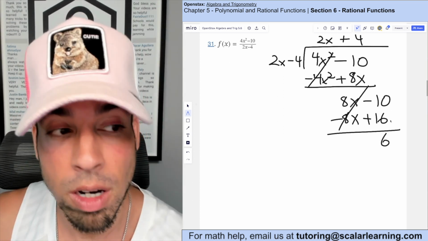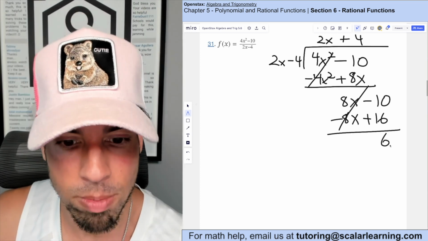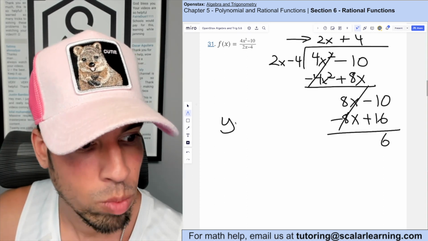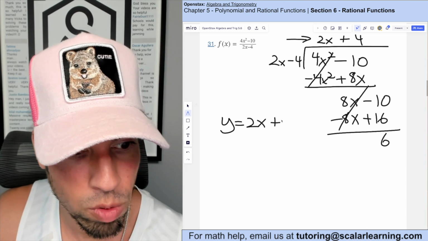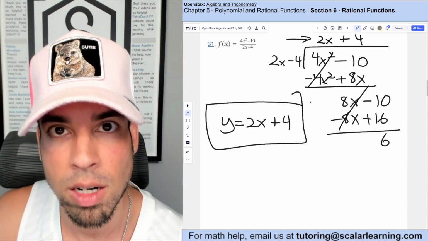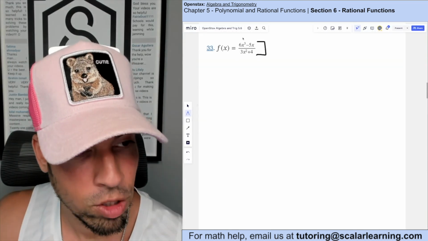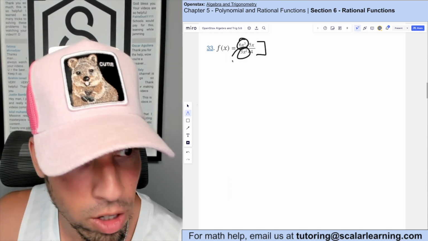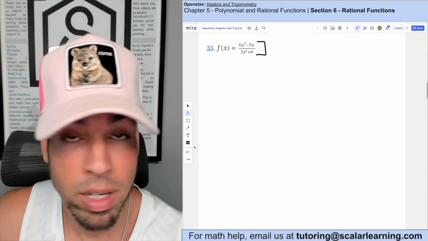But the beauty of the slant asymptote is we don't really care about the remainder. The slant asymptote is what we've got up here for the quotient, which is y equals 2x plus 4. Boom, done. For this one, I just want to start by saying that we do know that there's indeed a slant asymptote because the degree on top is higher than on bottom. So that's how we even know there is a slant asymptote.